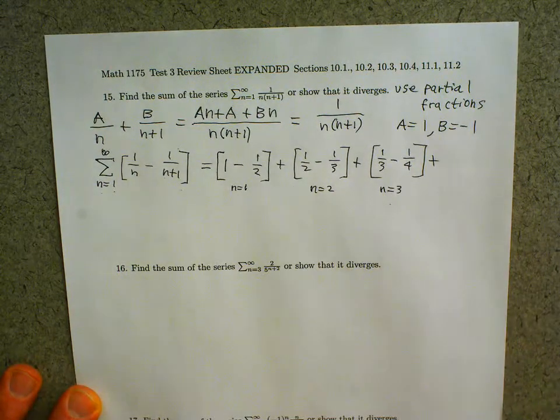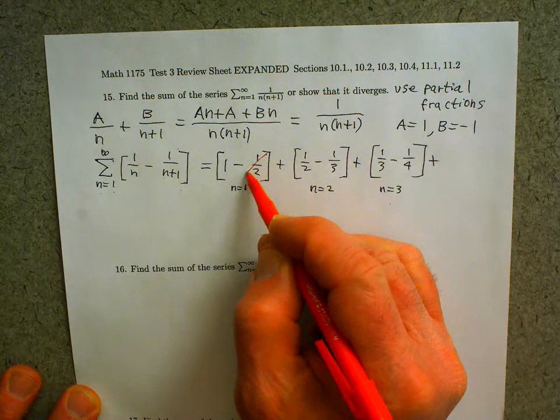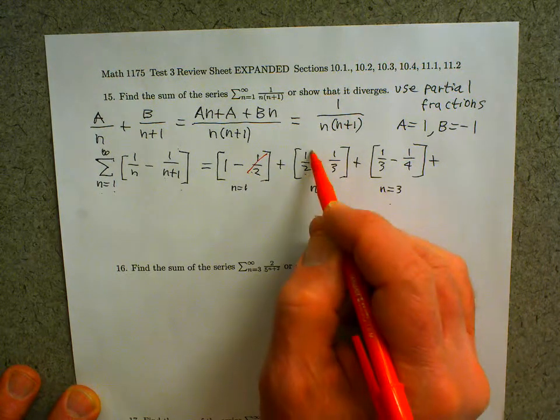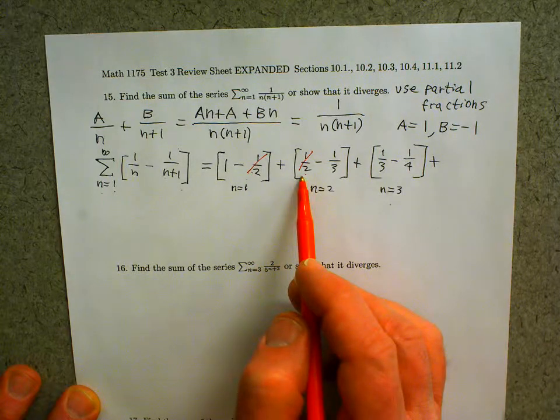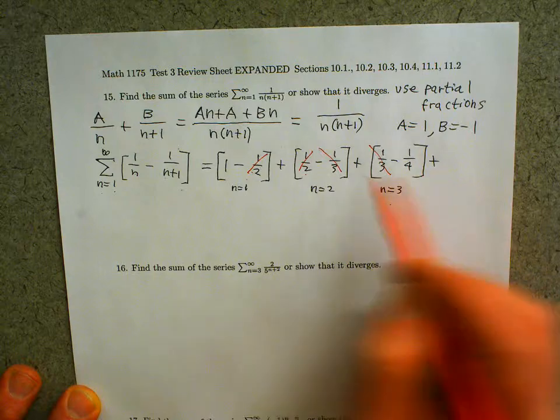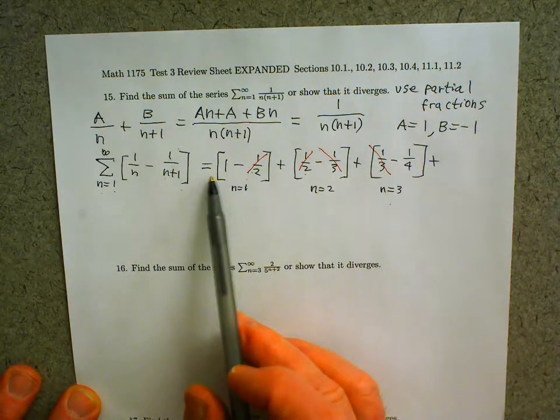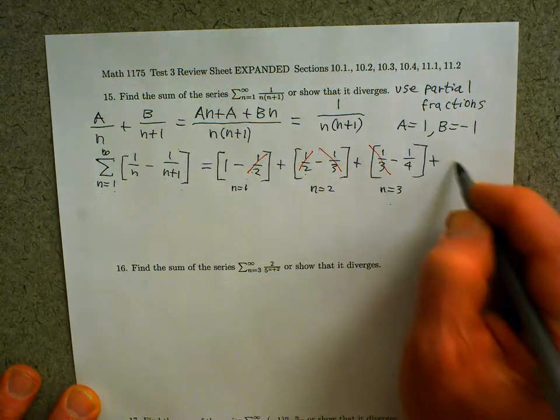So pairs of terms add up to 0, minus 1 half, plus 1 half, then minus 1/3, plus 1/3. And this will continue forever. So the series converges to 1.